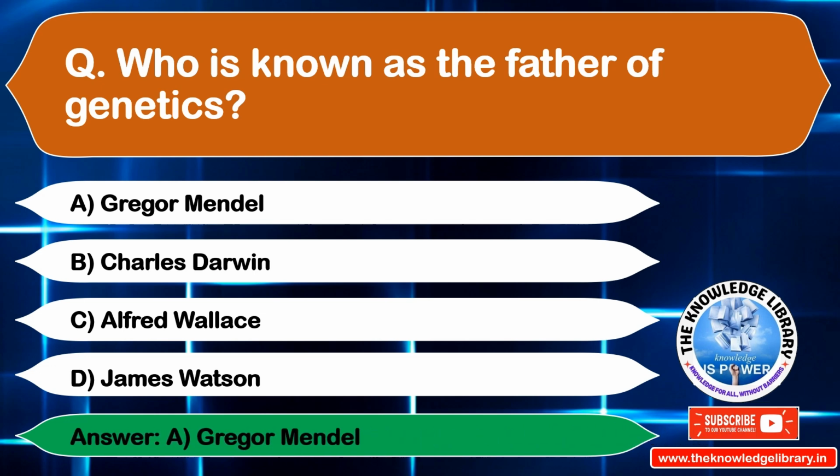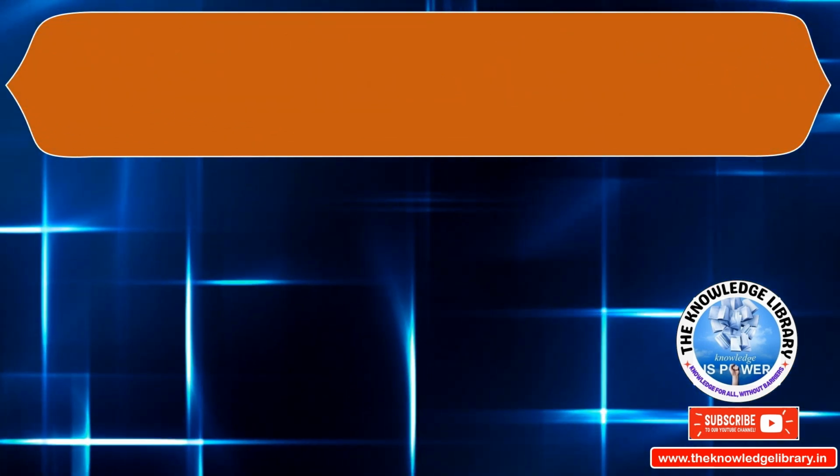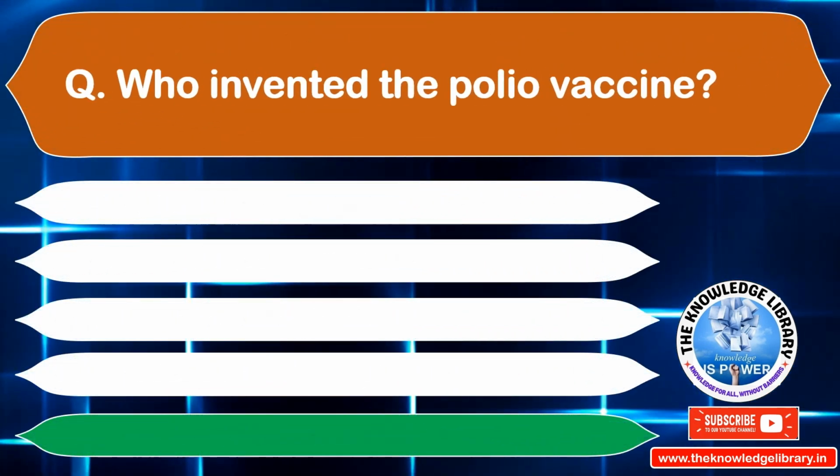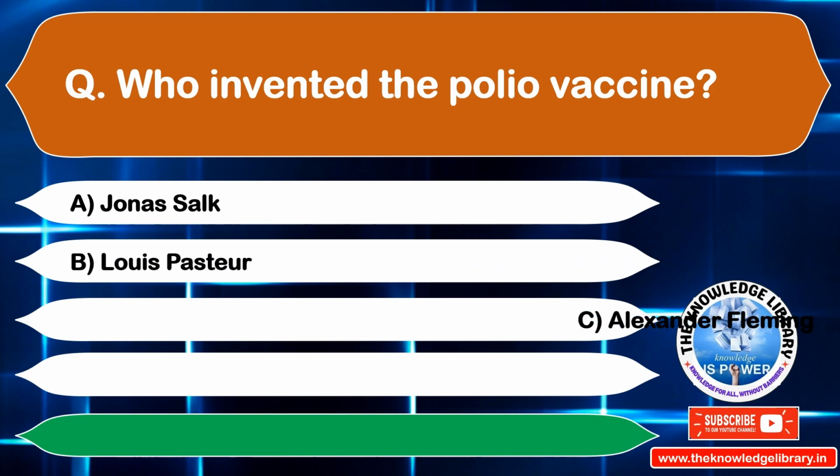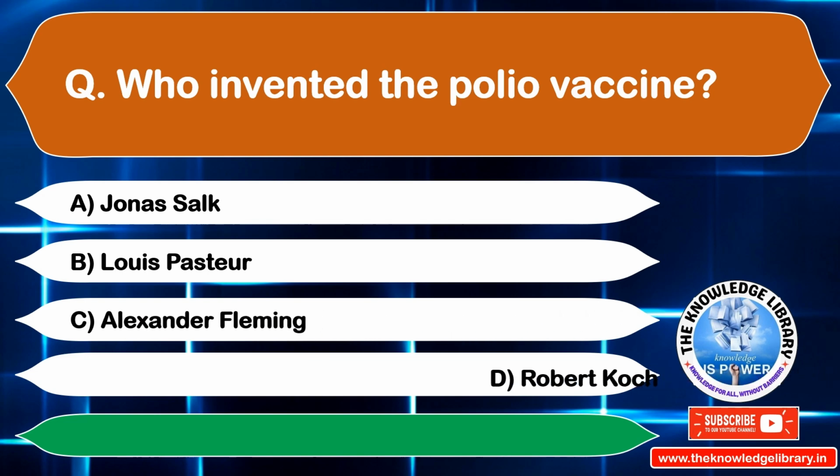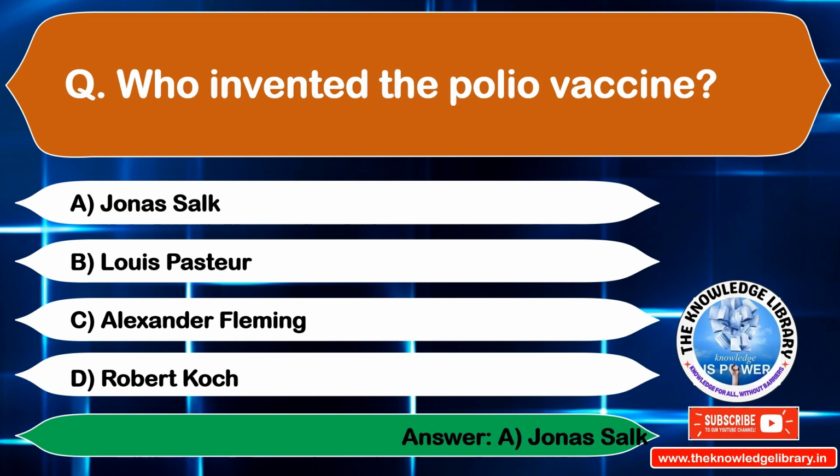Moving to the next question. Who invented the polio vaccine? Option A, Jonas Salk. Option B, Louis Pasteur. Option C, Alexander Fleming. Option D, Robert Koch. The correct answer is option A, Jonas Salk.